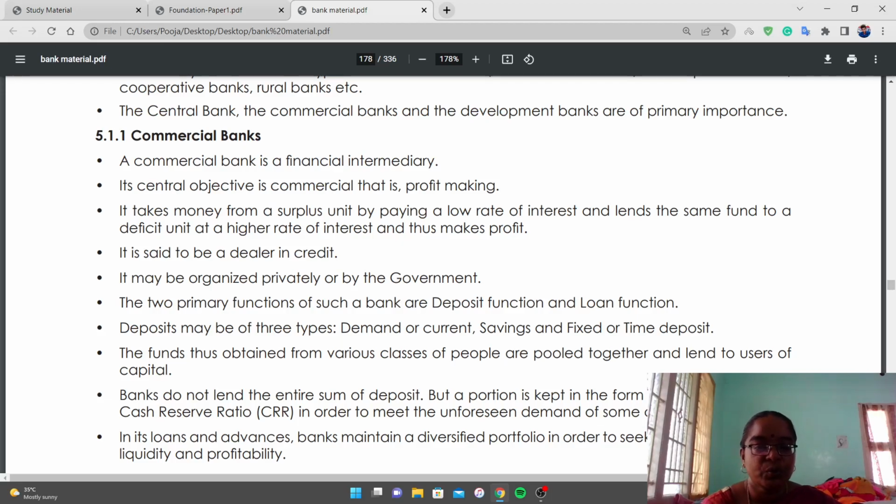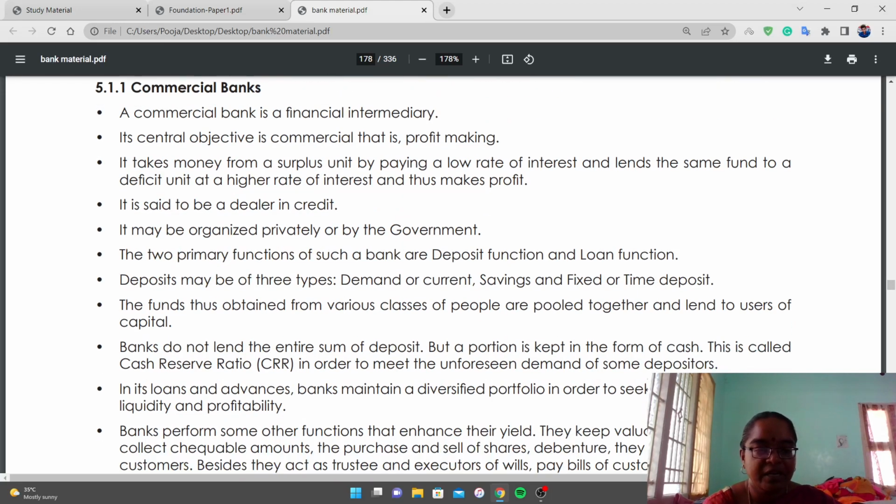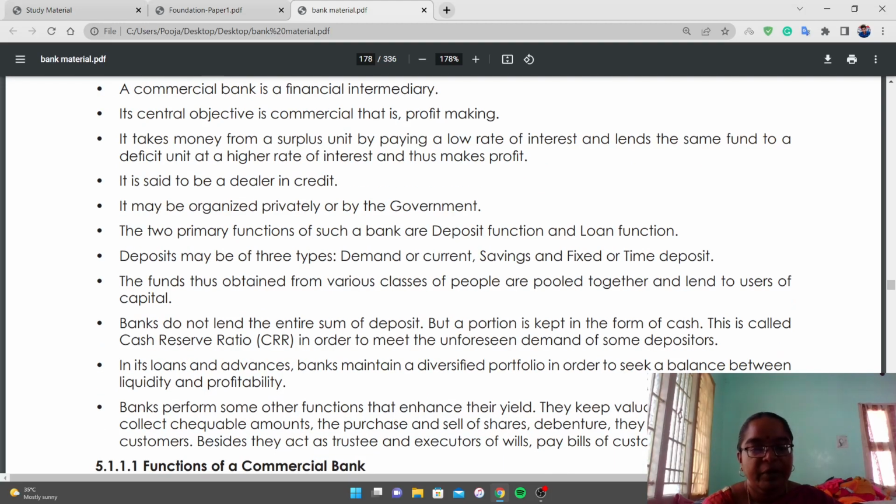Deposits may be classified into three types: demand deposits or current deposits, savings, fixed or time deposits. The fund may be obtained from various classes of people. They are pooled up together and the capital is formed. The bank does not lend the entire money as loan, because from the mobilized deposit a part of the cash is kept with the RBI. It is known as cash reserve ratio.